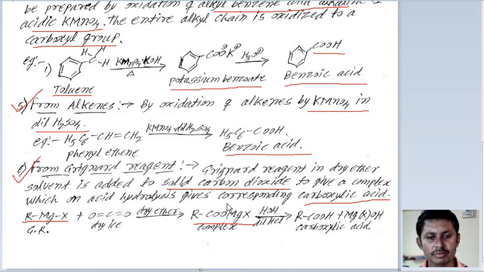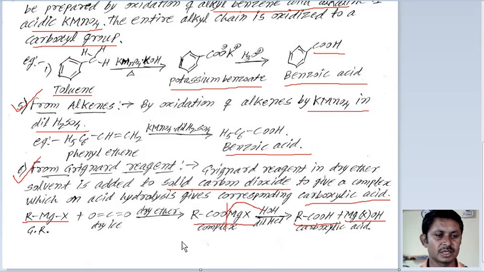How is it formed? There are two parts of that complex. In RCOO, that oxygen combines with one hydrogen atom of the H2O and we get RCOOH. The remaining part combines to give MgXOH. Write down one example of that general reaction to prepare a carboxylic acid from Grignard reagent. For your practice you can write one example.